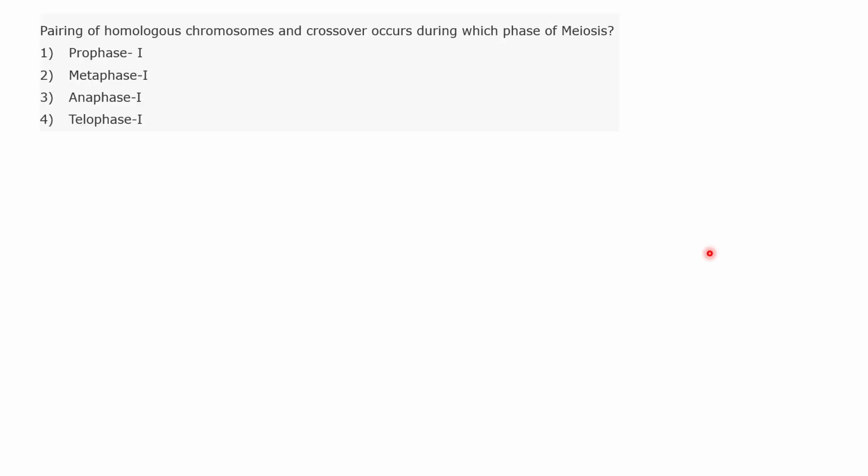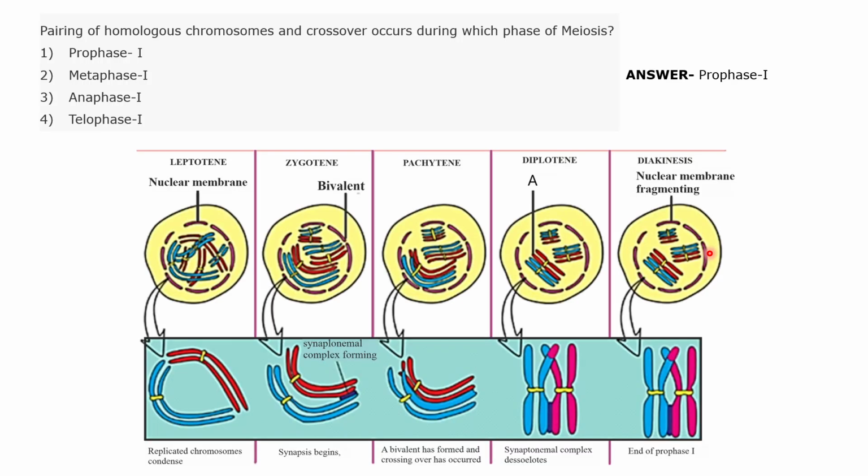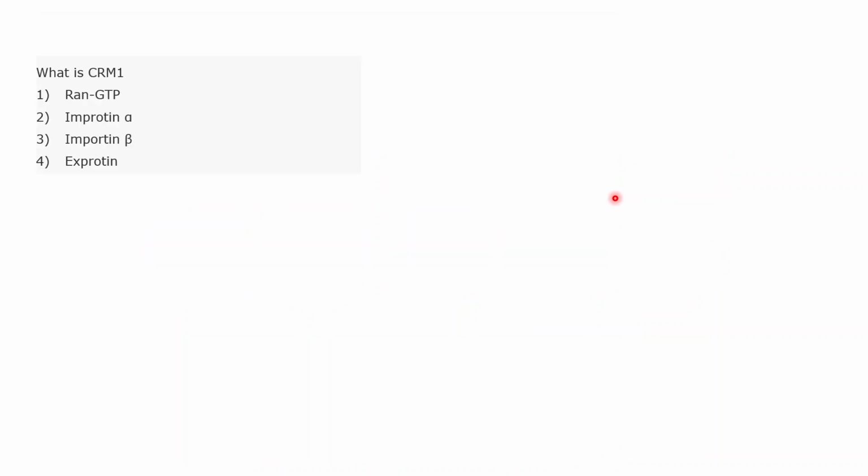Coming on to the next question. Pairing of homologous chromosomes and crossover occurs at which phase of meiosis? Prophase 1, metaphase 1, anaphase 1, or telophase? This is a basic question. Yeah, so the answer to this question is option number 1, prophase 1, right? So this I have seen, I am not repeating it. So I am going to the next question.